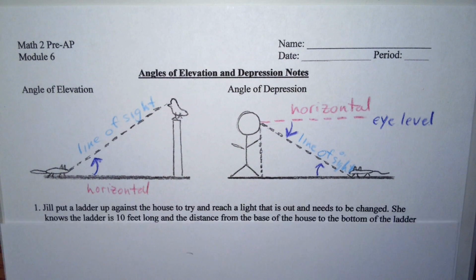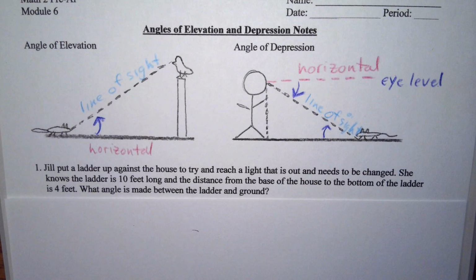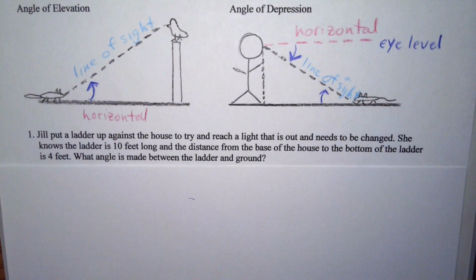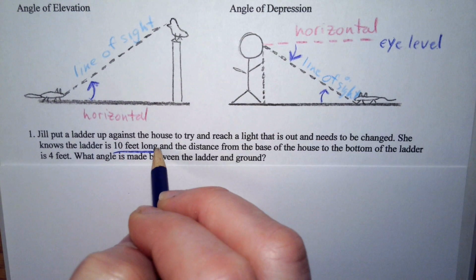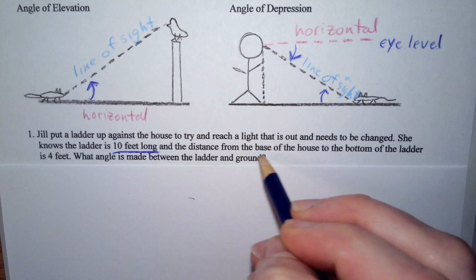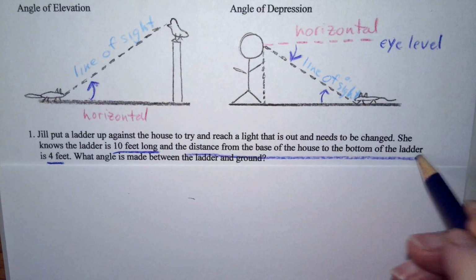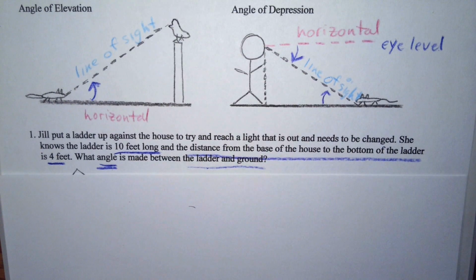All right, let's start with a scenario here. Okay, first scenario. So we have Jill put a ladder up against the house to try and reach a light that is out and needs to be changed. She knows that the ladder is 10 feet long and the distance from the base of the house to the bottom of the ladder is 4 feet. Okay, what angle is being made between the ladder and the ground?